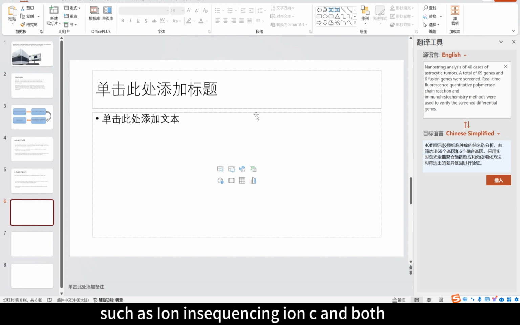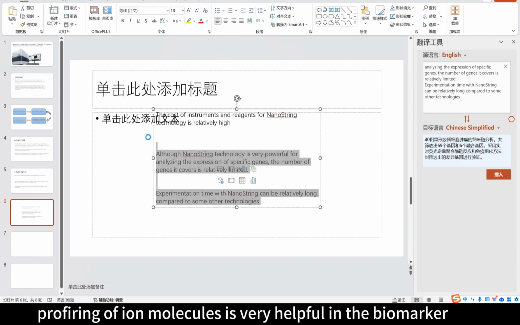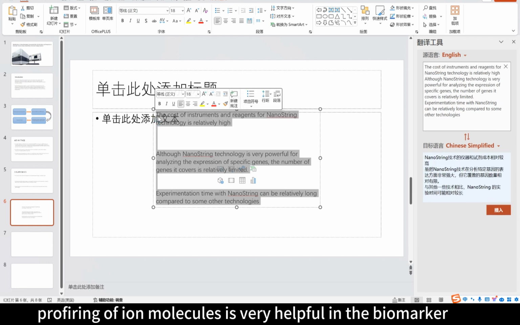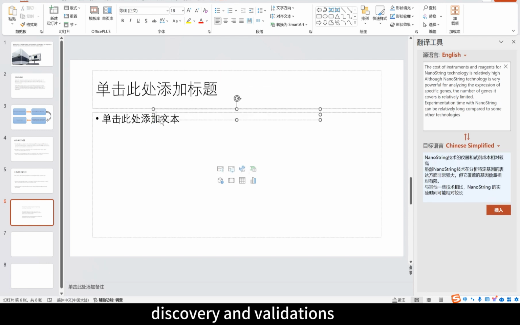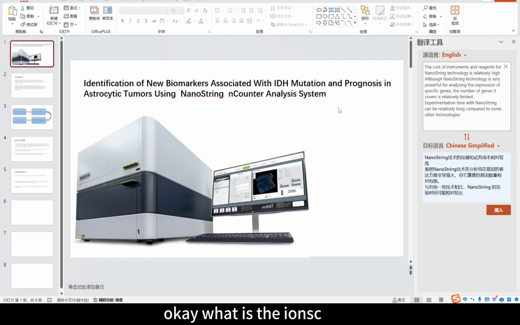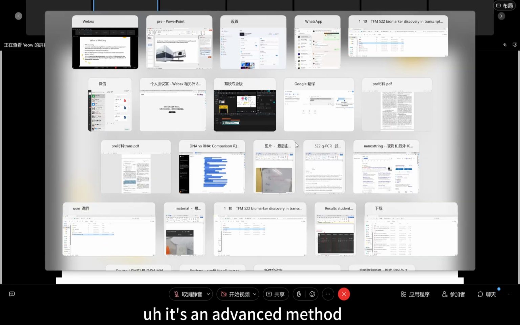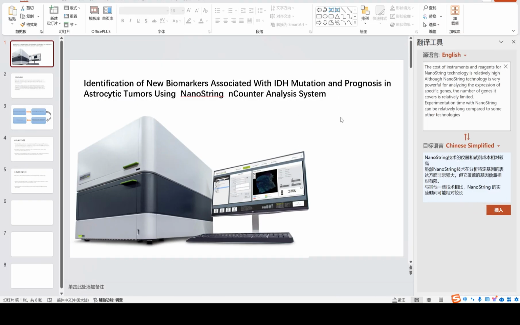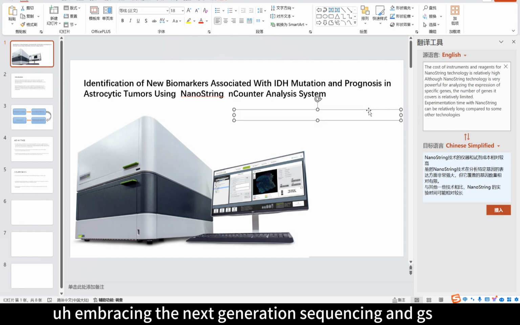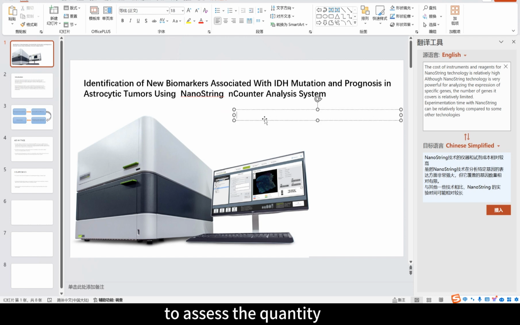Transcriptomic analysis such as RNA sequencing, RNA-seq, enables the comprehensive profiling of RNA molecules and is very helpful in biomarker discovery and validation. Okay, what is RNA-seq? RNA-seq is a type of RNA sequencing. It's an advanced method employing next generation sequencing (NGS) to assess the quantity and the sequence of RNA molecules within a biological sample at any given moment.